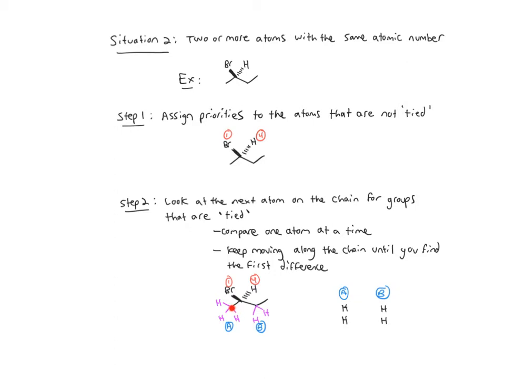When we get to A, we just hit three H's. When we get to B, we hit two H's and a carbon. And so that's what we're going to focus on. A had the H, B had the carbon. For priority, because we get to that first difference right here, and the carbon has a higher atomic number than the hydrogen, that's going to make that whole chain of B a higher priority because that one has a higher atomic number.